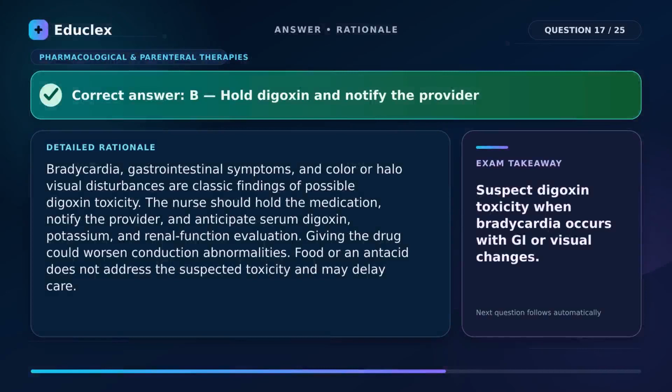The correct answer is B, hold Digoxin and notify the provider. Here is the rationale. Bradycardia, gastrointestinal symptoms, and color or halo visual disturbances are classic findings of possible Digoxin toxicity. The nurse should hold the medication, notify the provider, and anticipate serum Digoxin, potassium, and renal function evaluation. Giving the drug could worsen conduction abnormalities. Food or an antacid does not address the suspected toxicity and may delay care. Exam takeaway. Suspect Digoxin toxicity when bradycardia occurs with gastrointestinal or visual changes.